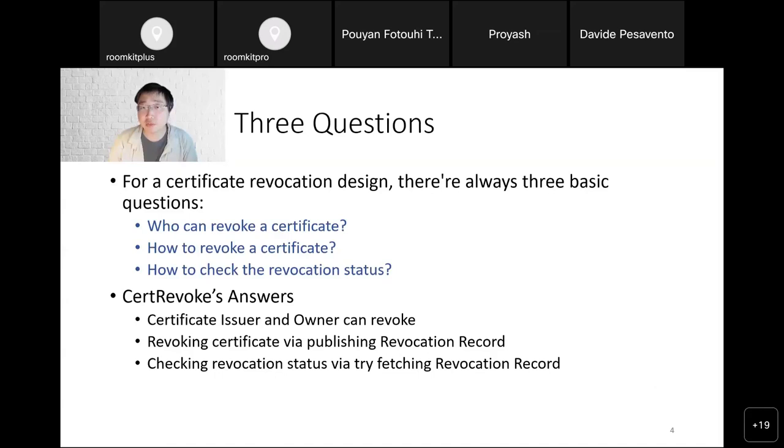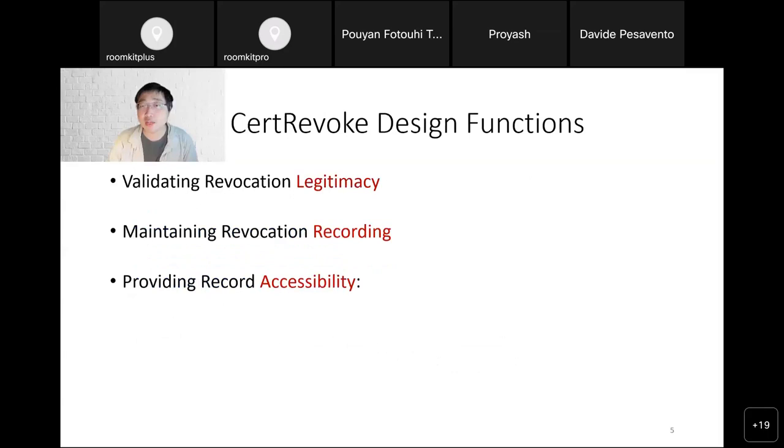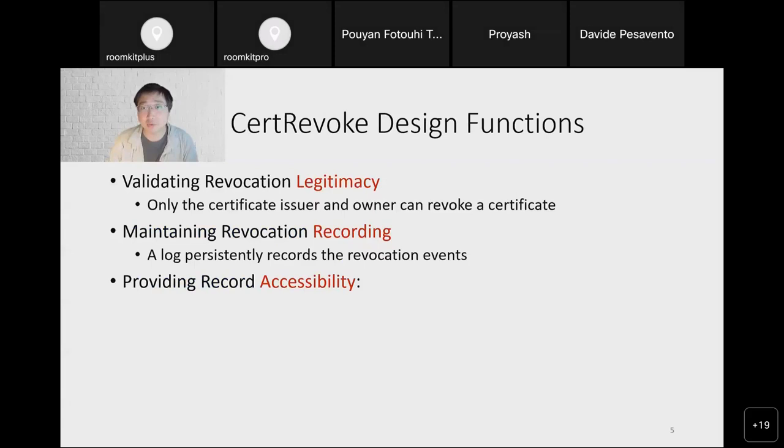Our three answers directly relate to the CertRevoke design functions. First, we need to validate revocation legitimacy so that only the issuer and owner can revoke the certificate. Second, we need to maintain revocation recording. CertRevoke needs a log that persistently records the revocation events within the trust zone. Third, CertRevoke needs to provide record accessibility, therefore the revocation records in the log are publicly accessible.